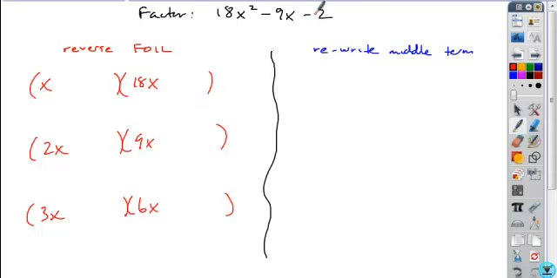Our last is a negative, so our signs aren't going to be as specific. So we need to test all possible combinations that give us a -2 for our last term. So +2 minus 1, -2 plus 1, +1 minus 2, and -1 plus 2. So those are our different combinations for all of these.